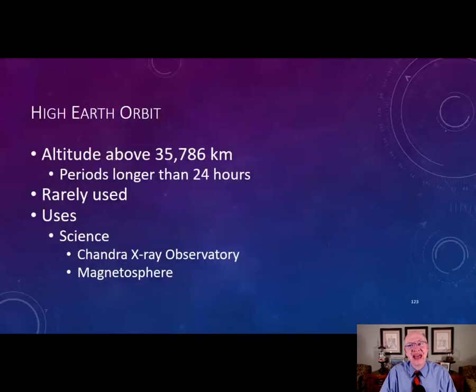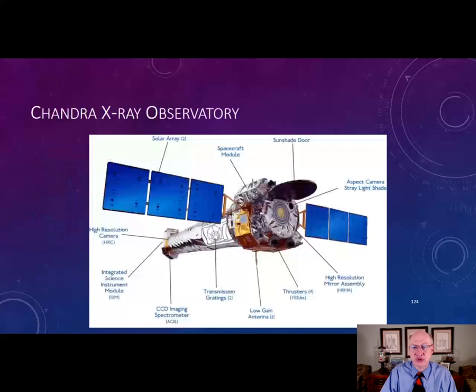All right. The last one are high Earth orbits, and these are altitudes above the geostationary belt, and these are very rarely used. These are periods that are longer than 24 hours. The primary use for these orbits are things like science satellites. So the Chandra X-ray Observatory, which is a major X-ray observatory built and operated by NASA.